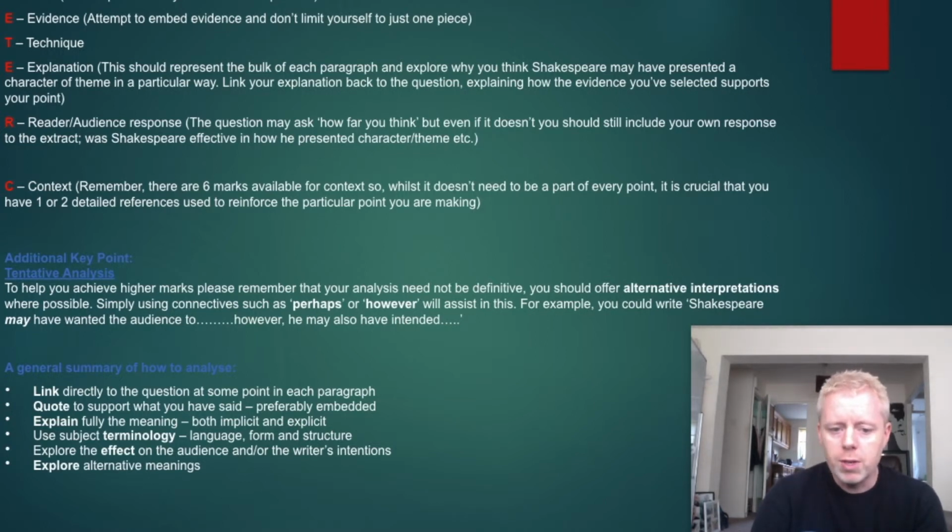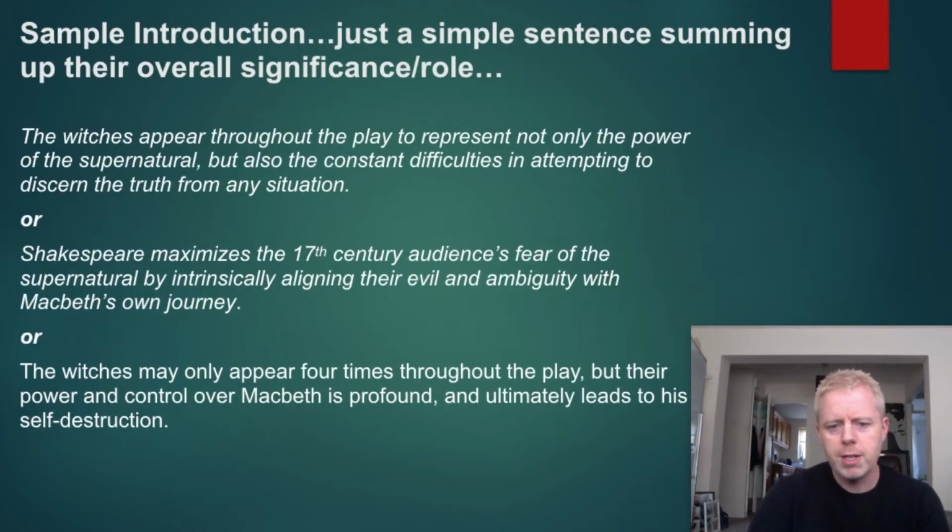Explore the effect on the audience or the writer's intention. So, you know, why does Shakespeare have thunder? Well, to intimidate the audience. Explore alternative meanings. Okay, there's a lot on that page.